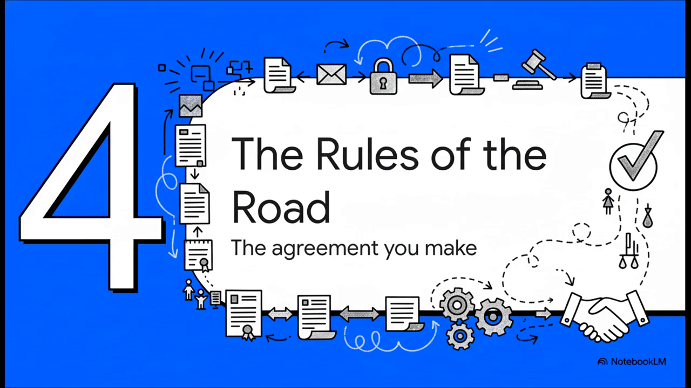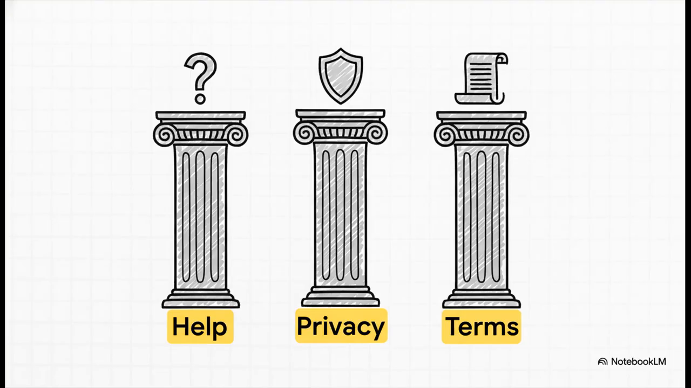These little links at the very bottom represent the legal and operational framework for everything you're about to do. Let's just pull them out so we can really see them. Help, privacy, and terms. These are not just your average footer links. They are the three foundational pillars of the relationship you have with this platform. Every single time you sign in, you are, whether you know it or not, operating under these pillars.